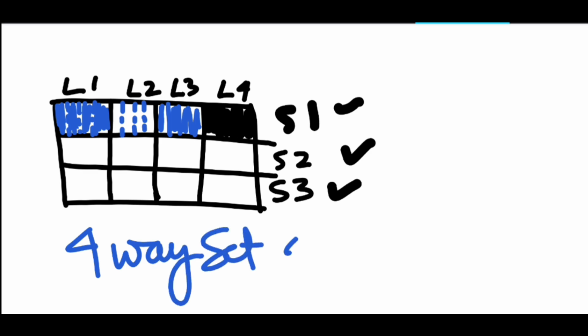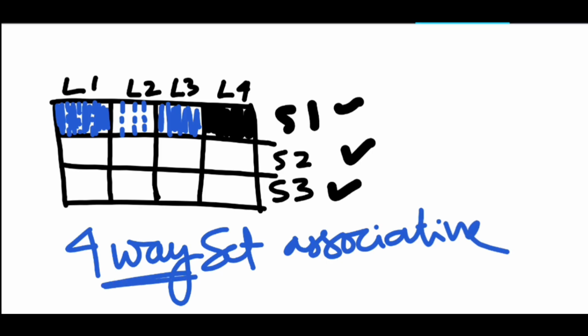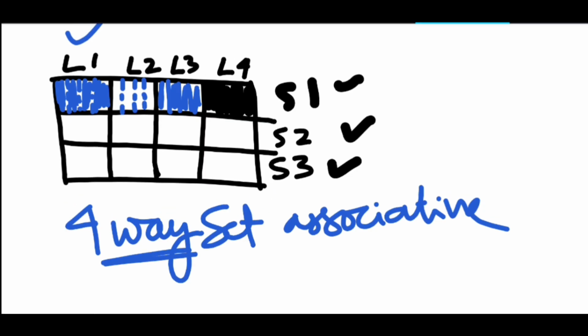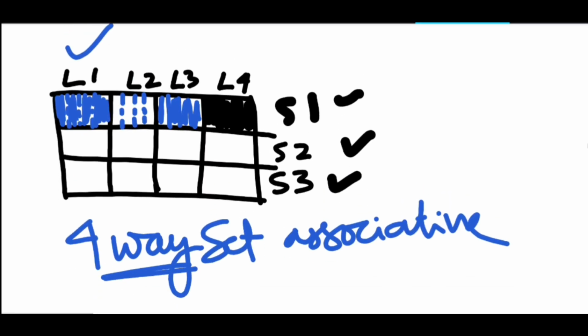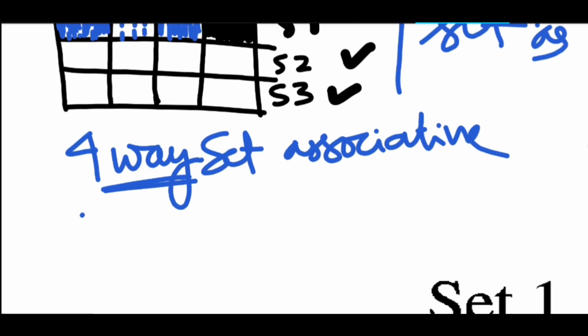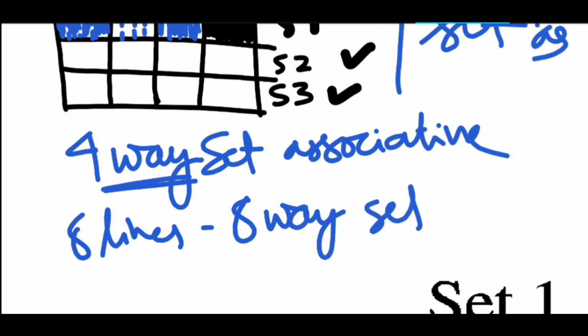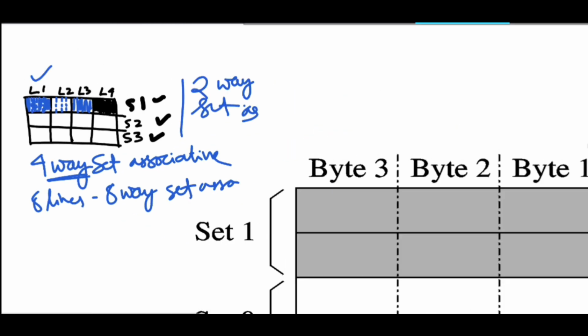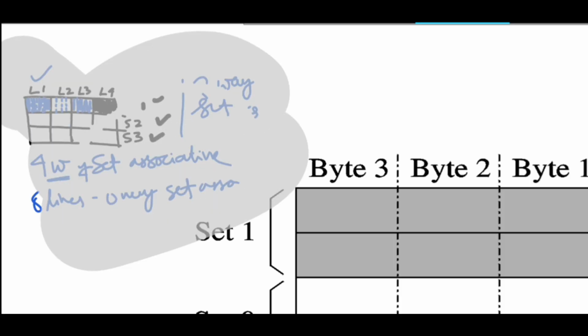Another thing you have probably heard is four-way set associative. The way here means the lines. If a set has 4 lines, then this is called four-way set associative. If a set has two lines, then it is two-way set associative. If a set has 8 lines, then it is 8-way set associative. This is clear. There is no point for confusion about what is set associative, four-way set associative, or 8-way set associative.